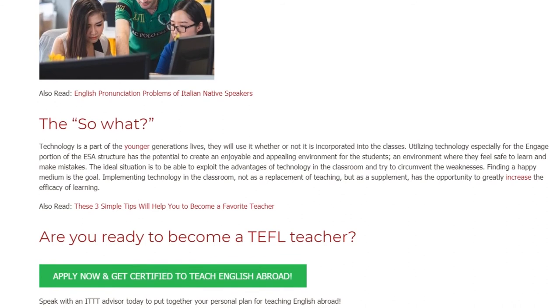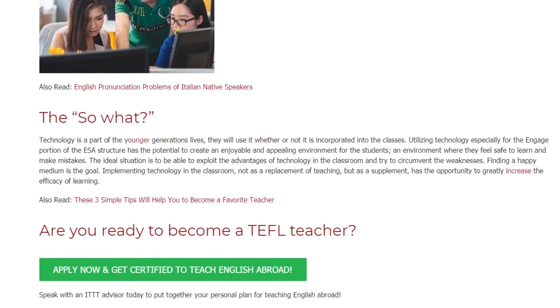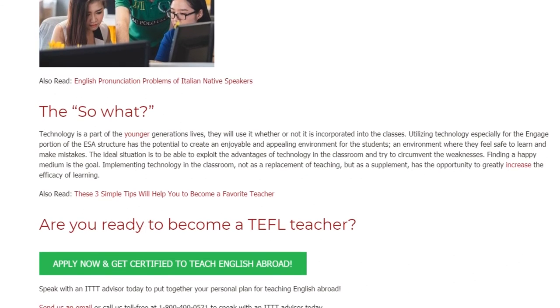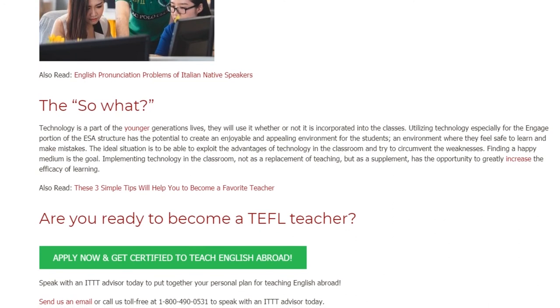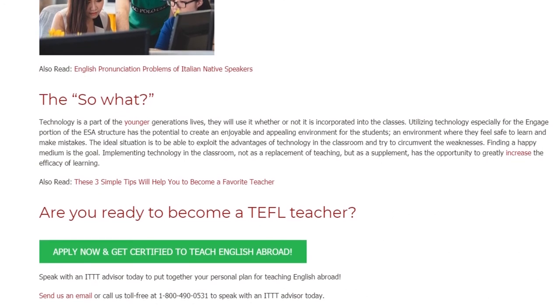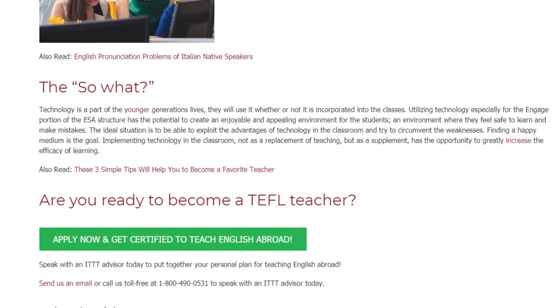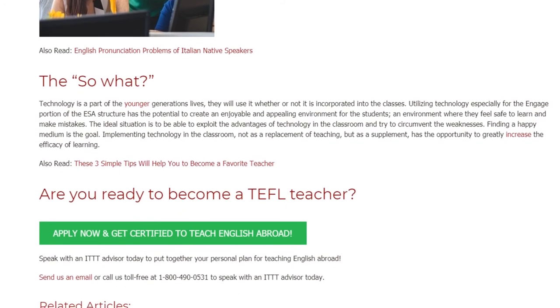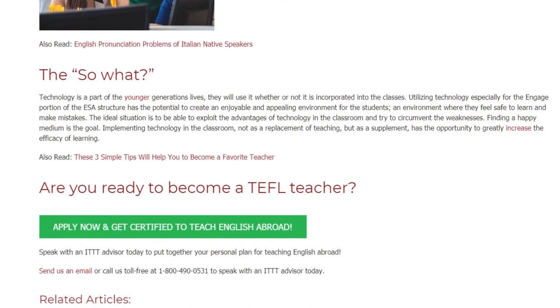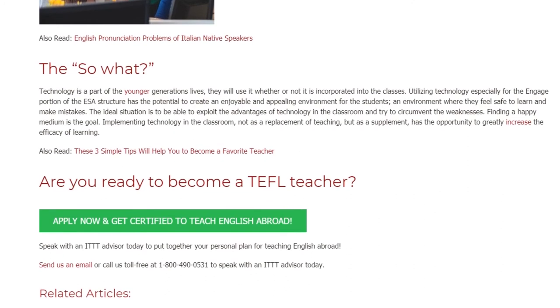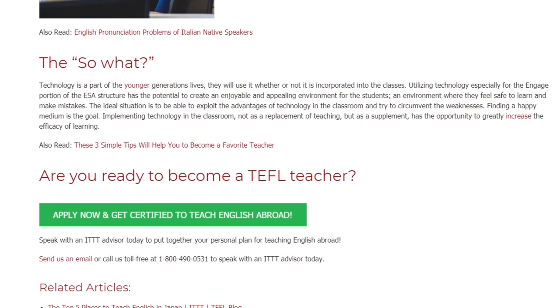The ideal situation is to be able to exploit the advantages of technology in the classroom and try to circumvent the weaknesses. Finding a happy medium is the goal. Implementing technology in the classroom, not as a replacement of teaching, but as a supplement, has the opportunity to greatly increase the efficacy of learning.